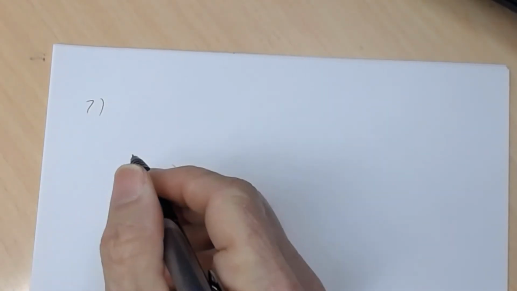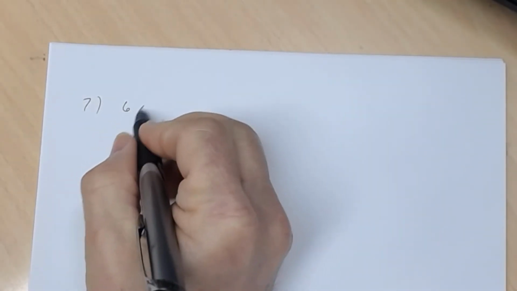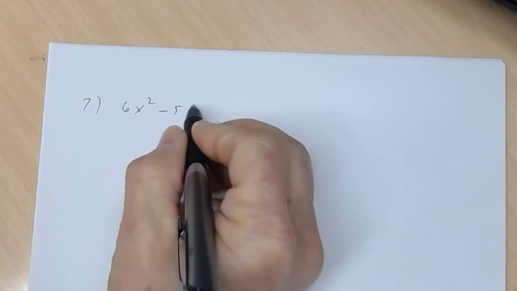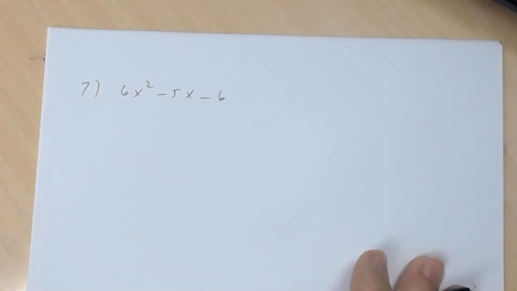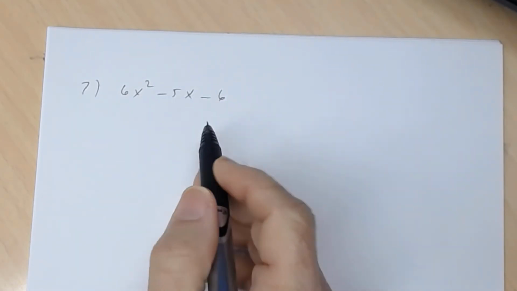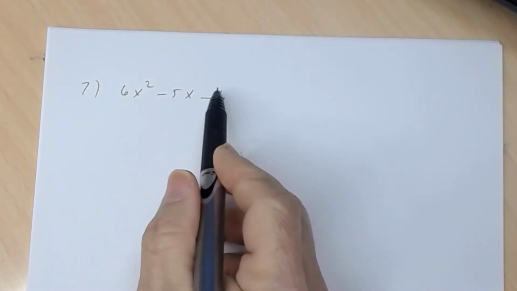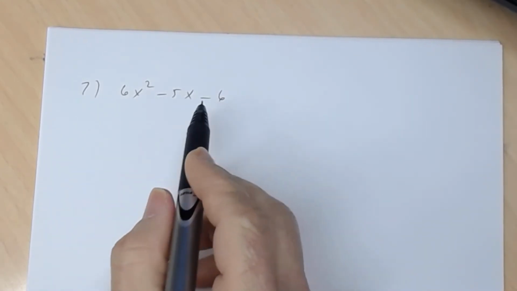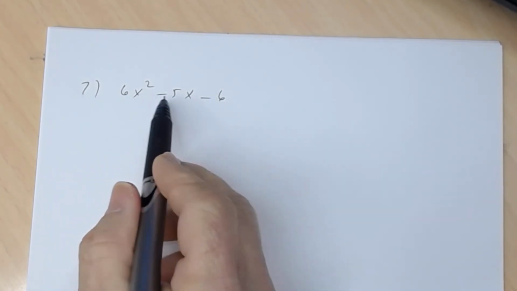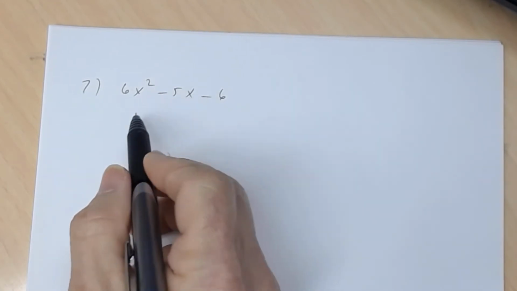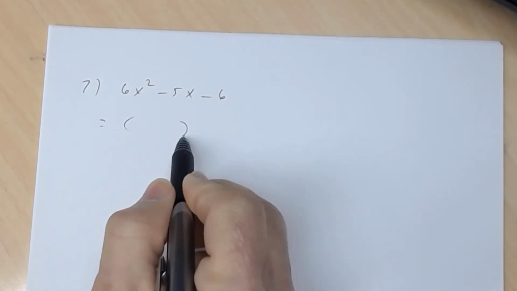All right, number 7. Suppose we had 6x squared minus 5x minus 6. All right, so I have another term where the last term's negative. And again, the GCF is 1. The greatest common factor of all these three terms is 1. So let's go directly to the two binomials.